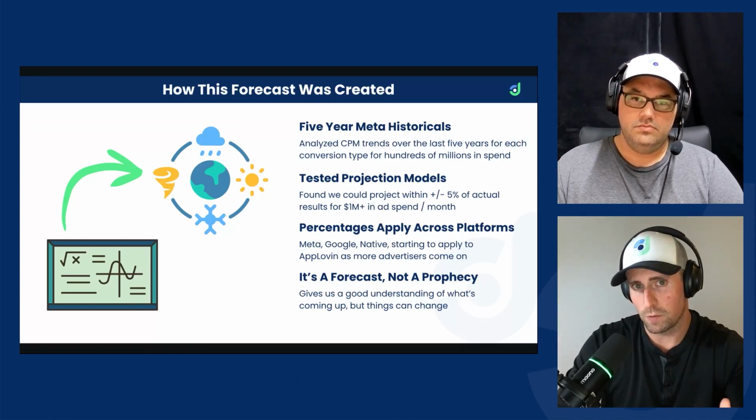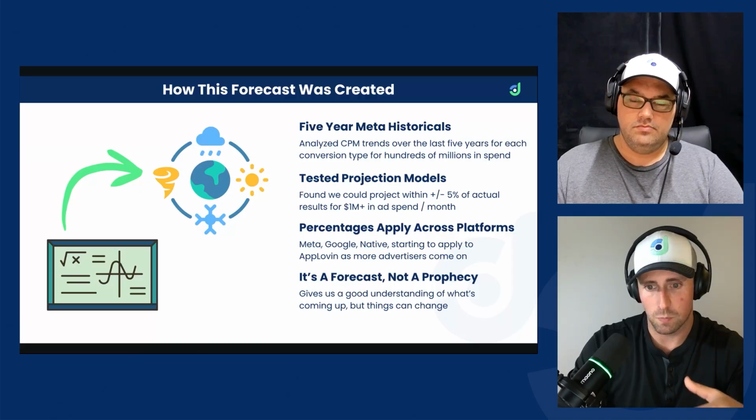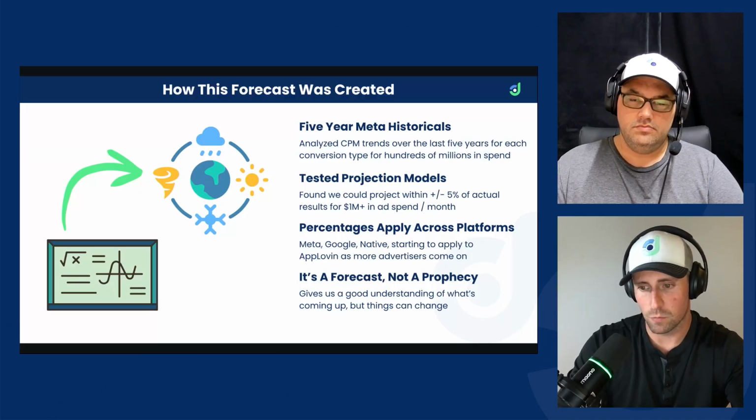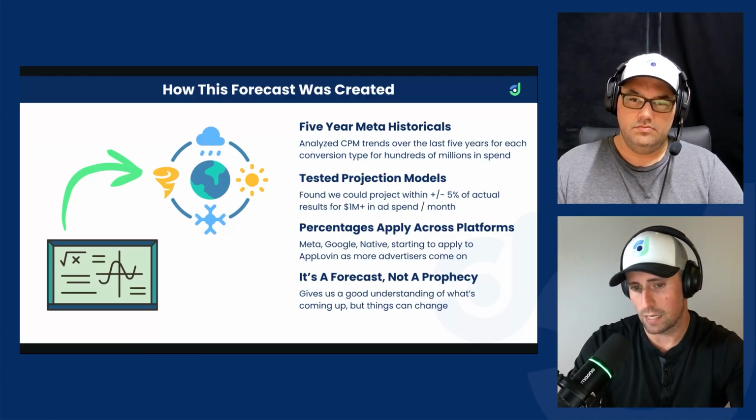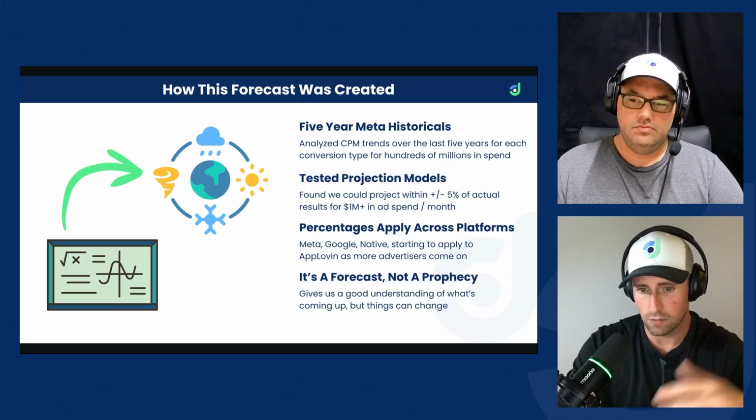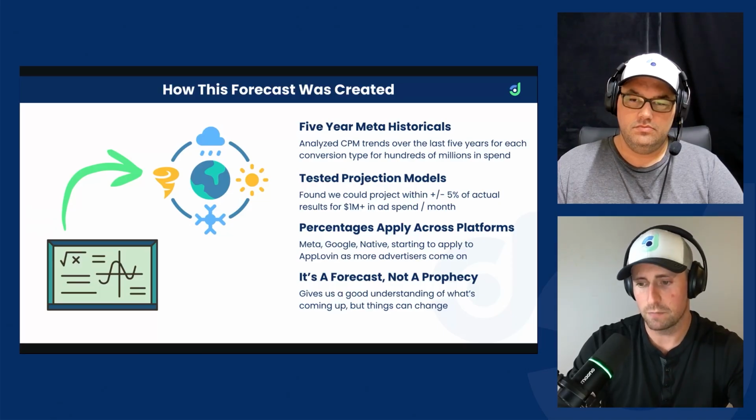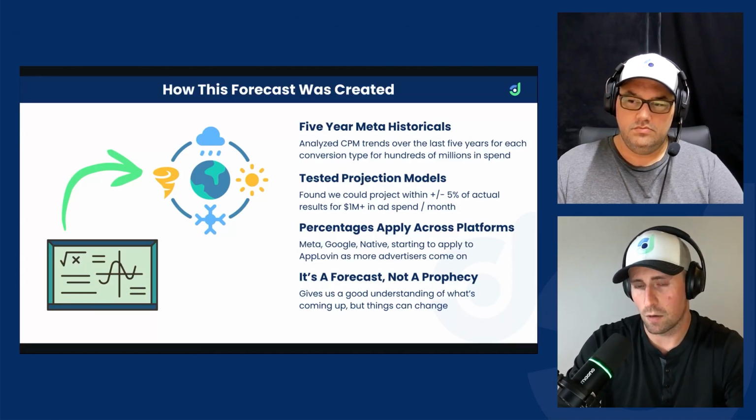What's important for you to understand is while we're using Meta data, these percentages apply across platforms. We run on a ton of platforms, and we see the same trends on Meta, Google, Native, starting to see it on AppLovin. So it's just really important you understand this is industry-wide, not just Facebook. And then the most important thing for you to understand is this is a forecast, not a prophecy. We want to give you a good understanding of what's coming up, but things can change. Our goal is just to make sure you're on the lookout at the right times and taking actions to offset any changes.